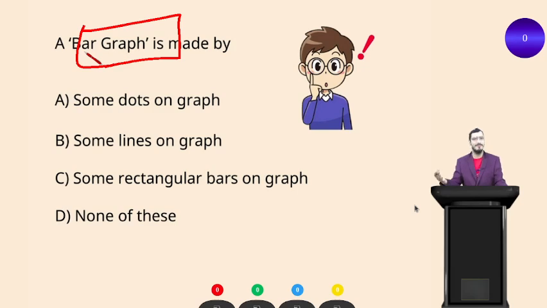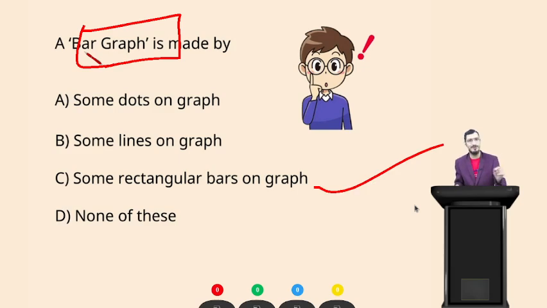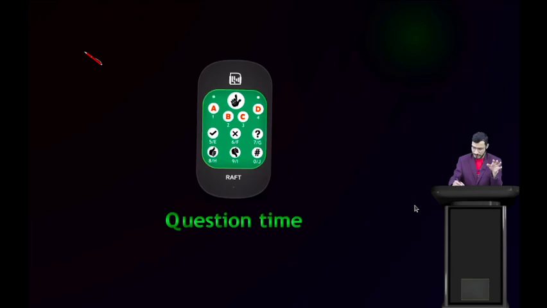Yes, students, time's up. The right answer is option C. Very good. Some rectangular bars on a graph. Okay, very good. Let's move to another part.